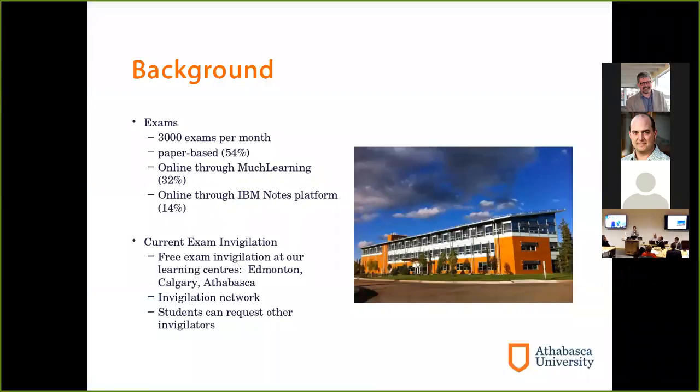Currently at Athabasca University, we do about 3,000 exams a month. These are 54% paper-based.